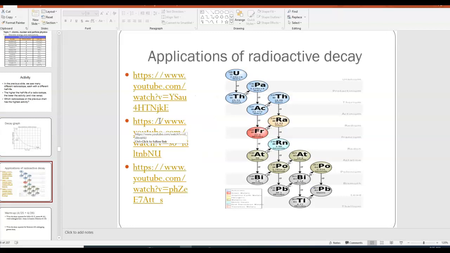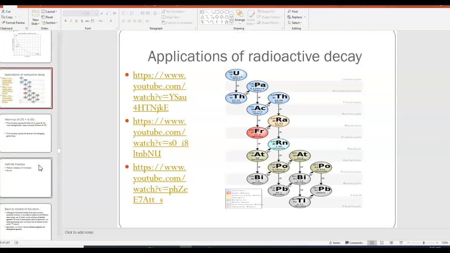Okay, so I'm just going to maybe link these videos so that you can watch them about radioactive decay, and then in the next video we will move on back to models of the atom.